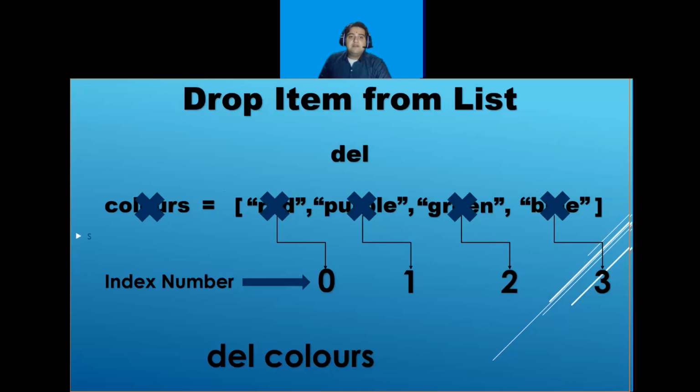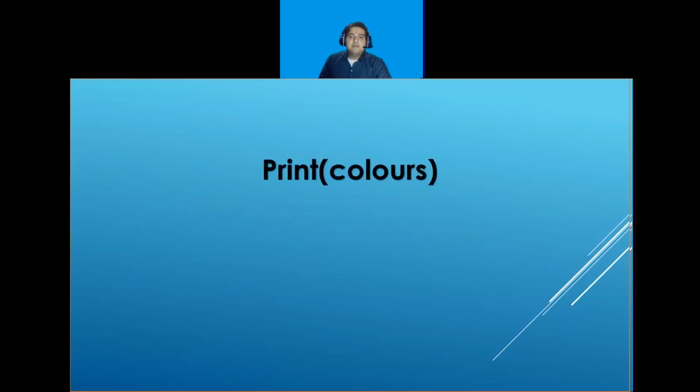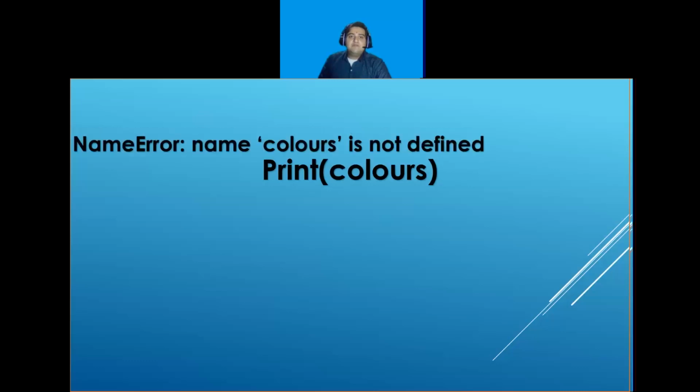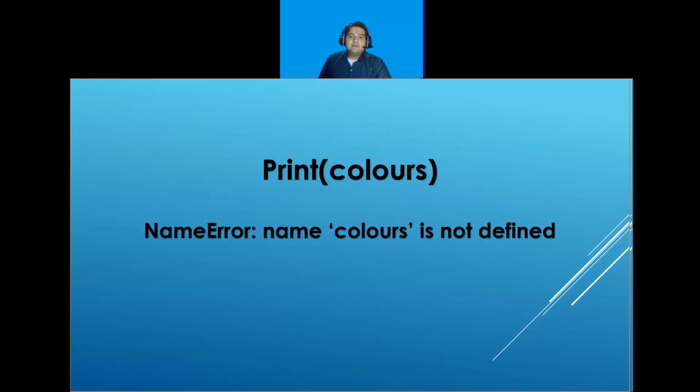So if I now run the program with the help of a print statement, I will write print and in brackets I will mention the variable name, but remember we have deleted the variable name. So it will give me an error as output. It will give me a NameError: name 'colors' is not defined.